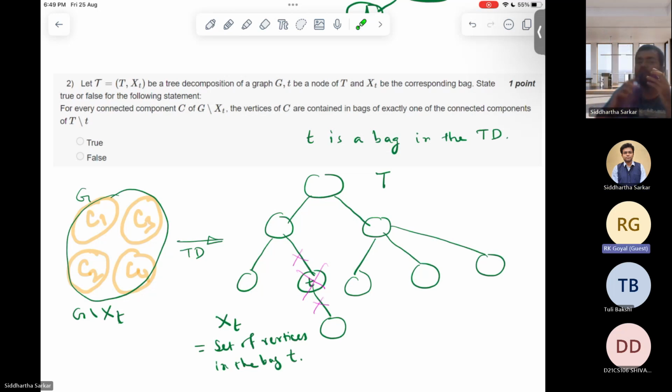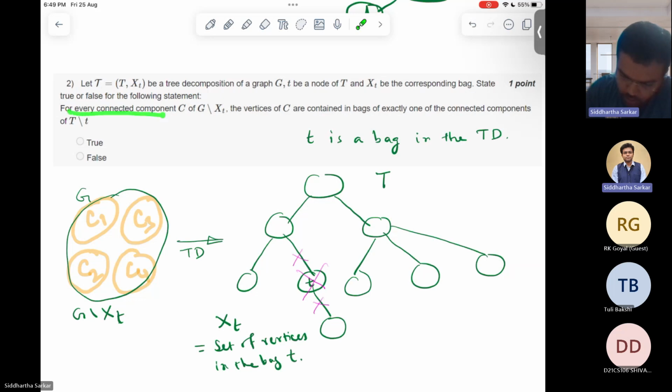Can you summarize this question once more? All right. So here you have drawn C1, C2, C3, and C4. So these are after the removal of xt, or before the removal? After the removal. So as this question is saying, for every connected component C of G minus xt, after xt is removed from G, these are the connected components. So one of them is C1, the other is C2, C3, like that.